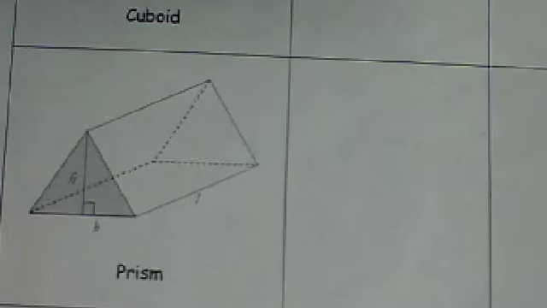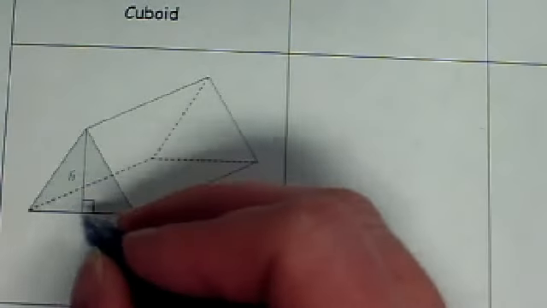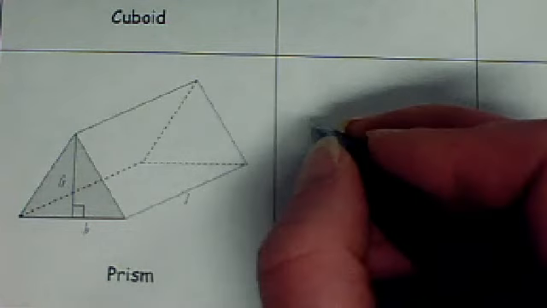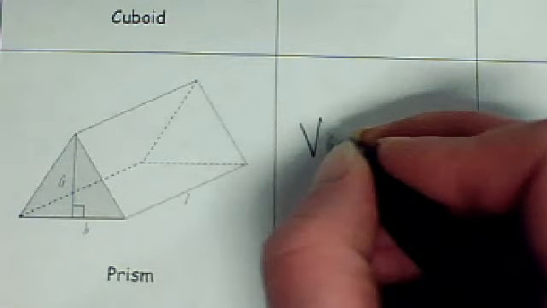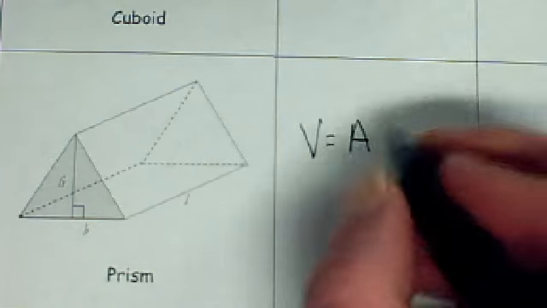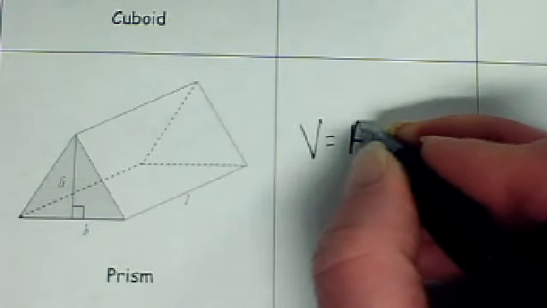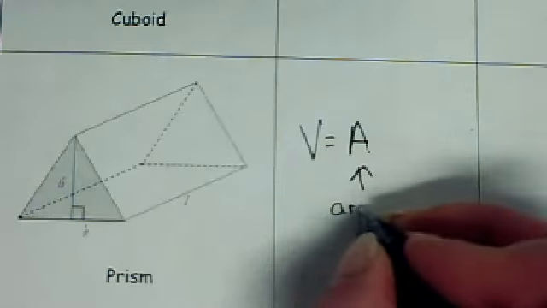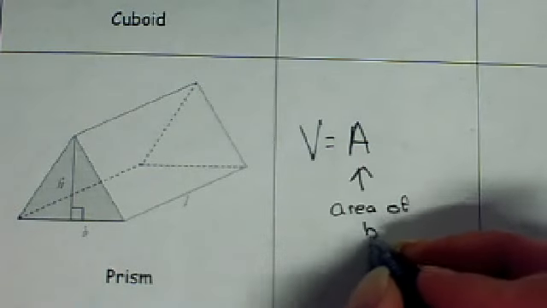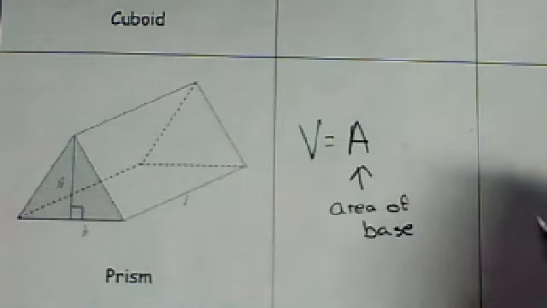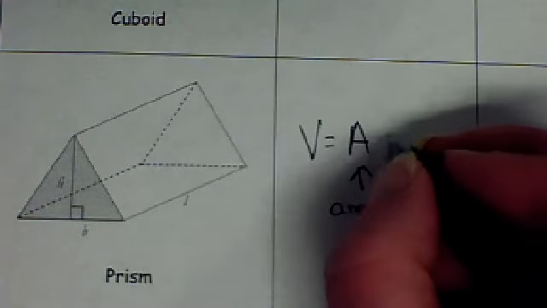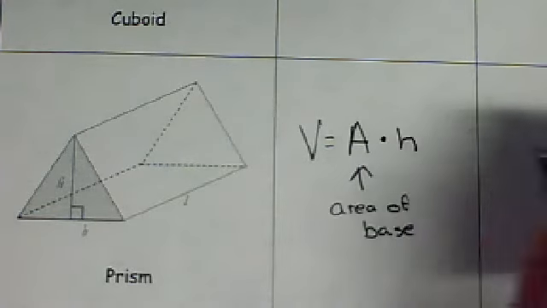Now here is a triangular prism, but it's still a prism. So for the volume, you'd have the area of the base. Now in IB they just put A. This is the area of the base. And remember, which side is the base? Well, on this one, it'd be the area of that triangle times the height.